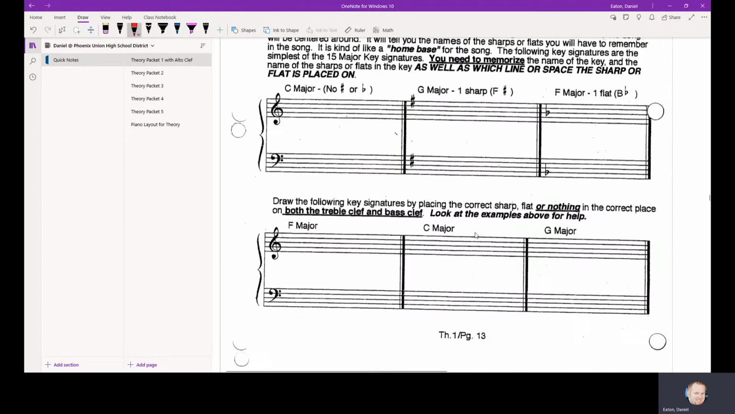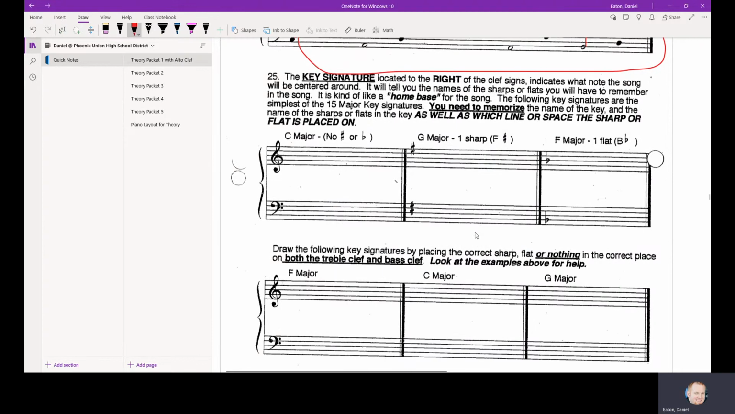Let's move on. The key signature, located to the right of the clef lines, indicates what note the song will be centered around. Again, centered around. It's the key of the piece. If you've ever heard musicians saying, hey, we're going to play this in E, or let's do this piece in B flat major, that's just telling the musicians, here's the collection of notes we're going to use, so we're all playing in the same key, so the piece actually sounds good. If we don't agree on that, we just kind of play whatever key we want to play.